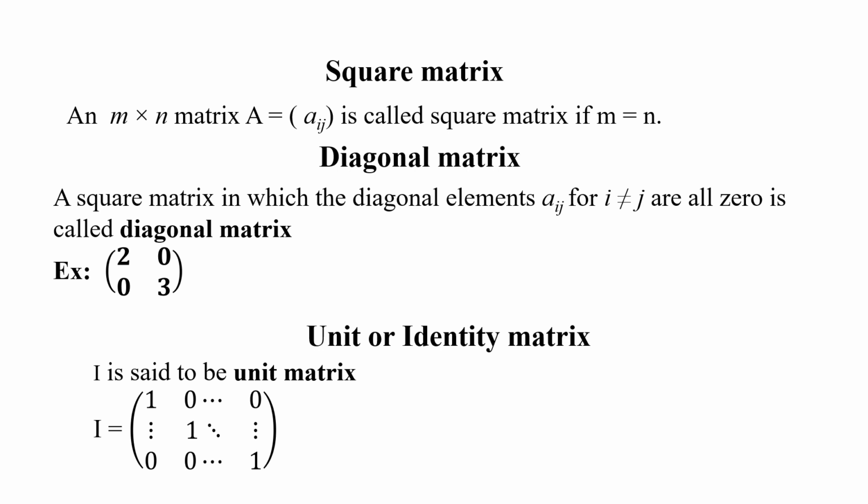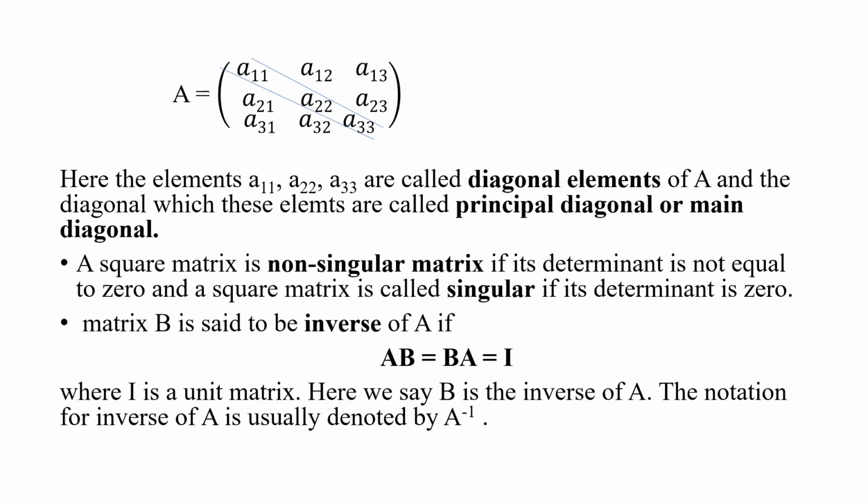Now consider 2, 3. These are the diagonal elements, and the other elements are 0. Unit or identity matrix. Usually we denote it by I. This is a unit matrix if all the diagonal elements, which you call the principal diagonal, are 1, 1, 1. These are all the diagonal elements which are 1. Other elements are 0. This you call a unit matrix.